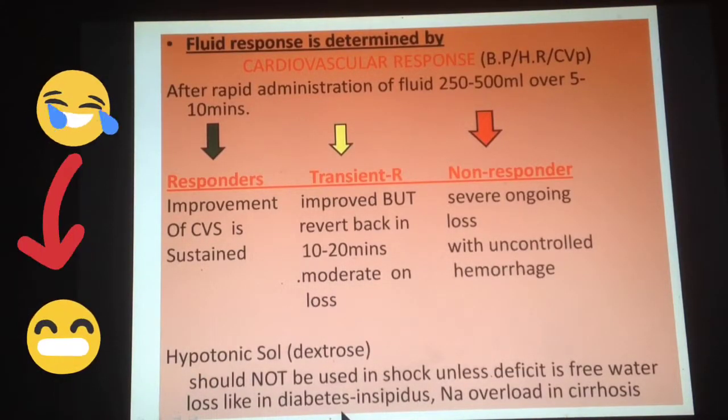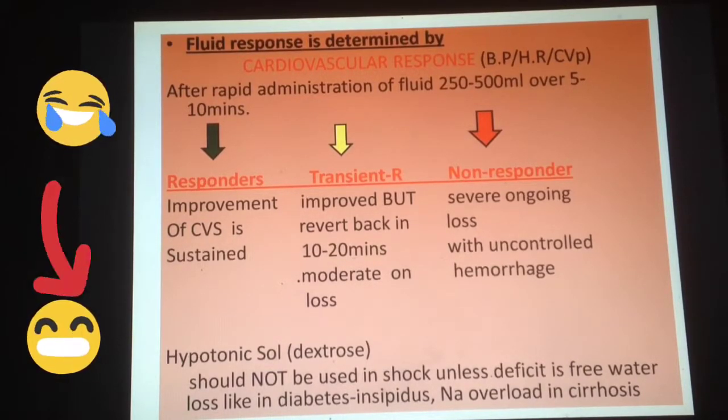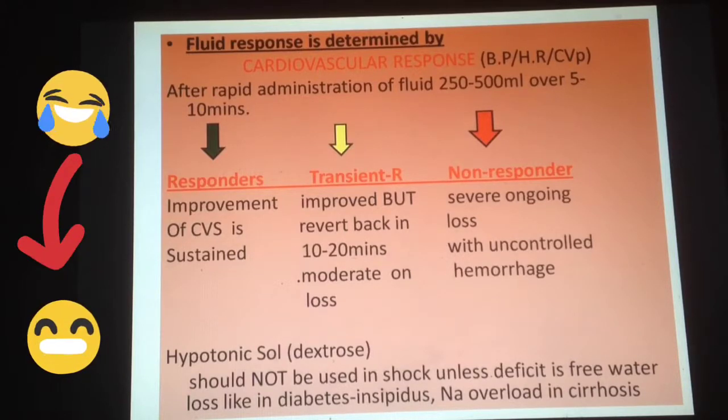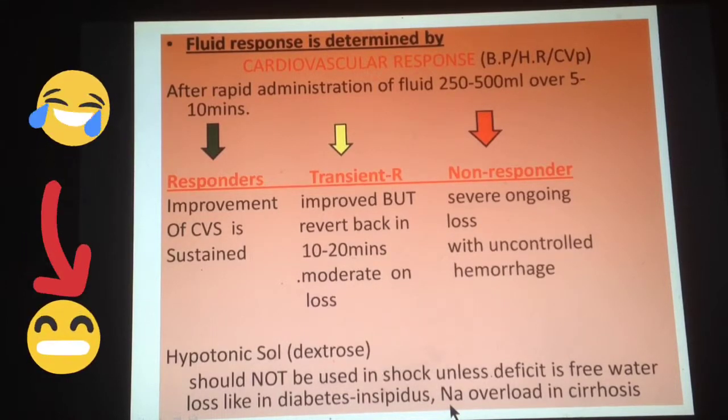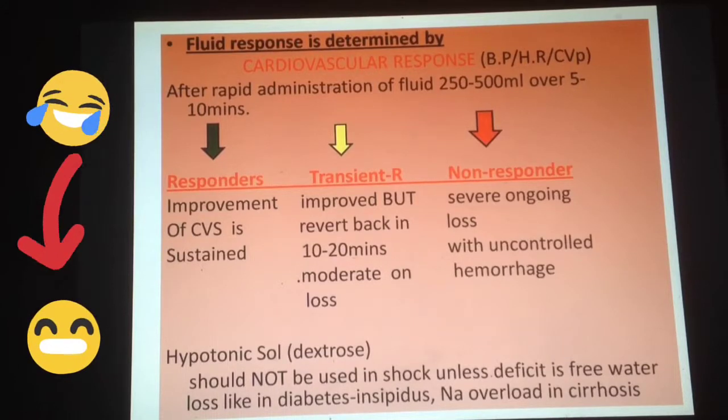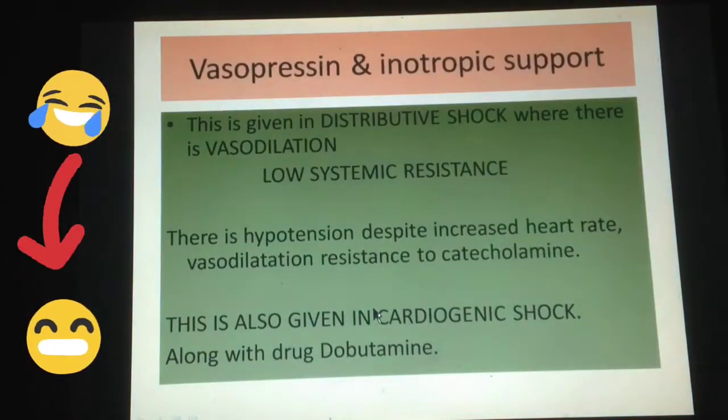This condition can be caused by diabetes insipidus, in which there is increased intake of water and increased urination by the patient because of an excess amount of ADH being secreted by the posterior pituitary. Then sodium overload. Sodium overload causes retention of water within the body, which can also lead to dehydration. This is seen in patients with cirrhosis or end-stage liver disease.